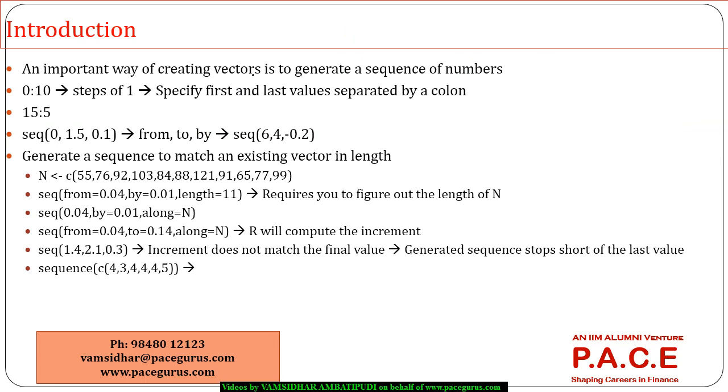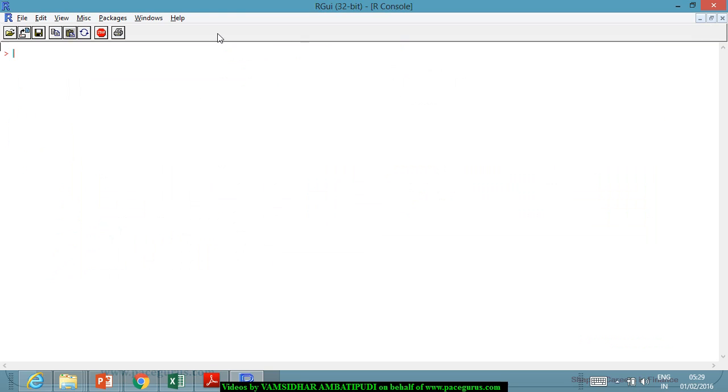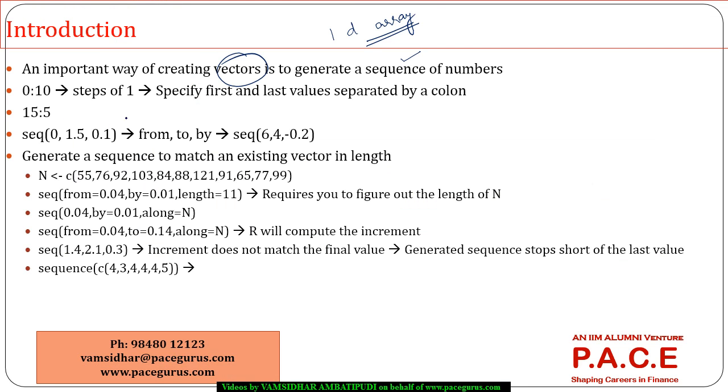Now, especially when we are talking about creating vectors. A vector is nothing but a one dimensional array of numbers, right? And if I have to create vectors, one of the ways is to generate a sequence of numbers. And the simple way of generating that sequence is to use a colon, something like this.